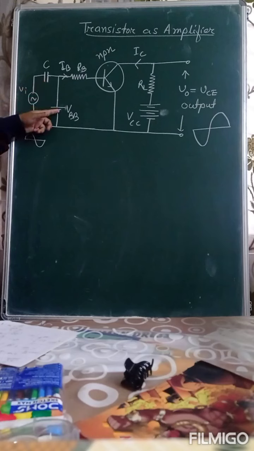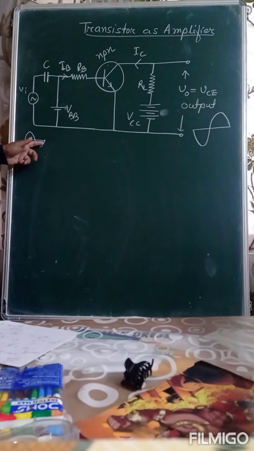This capacitor blocks DC voltage or DC current from passing through the signal. Otherwise, if a DC current flows through the signal, it may damage the signal, source of signal. This is input voltage, this is the signal. You see, the signal varies like this. This is the positive half of signal, this is the negative half of the signal.